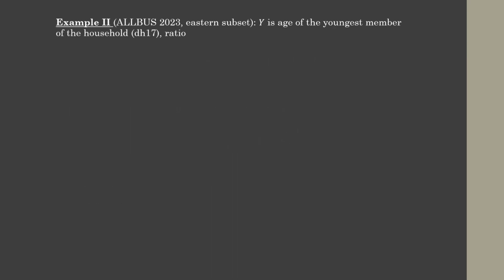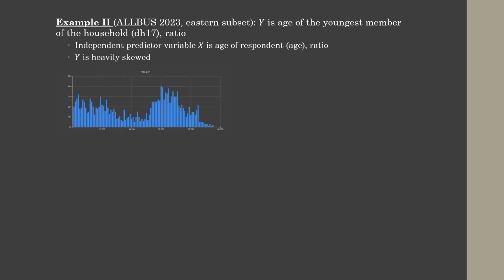To demonstrate this with an example, we will use the Albus 2023 data. Once again, we do not use the whole data set, but the subset of the eastern states of Germany. The dependent variable y is the age of the youngest member of the household, DH17. As independent predictor variable, the age of the respondents is used. The distribution plot of the dependent variable DH17 shows us a strong skewness of the distribution.